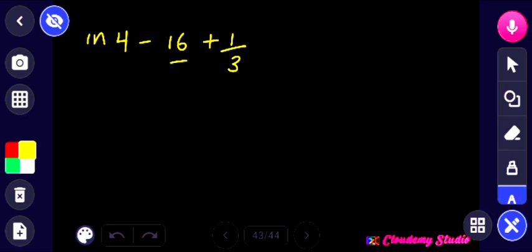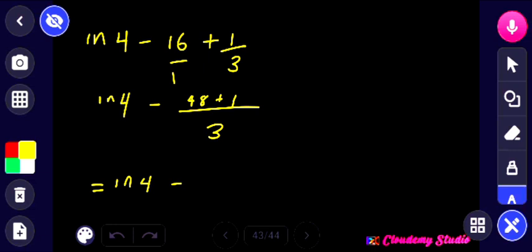3 to the power 1. I'm going to have 3 here, right? So I'm going to have 16 times 3, that's 48, plus 1, which equals 49 over 3. So my answer equals ln 4 minus 49 over 3. This is my answer. If I look up ln 4, I'm going to have 1.386.